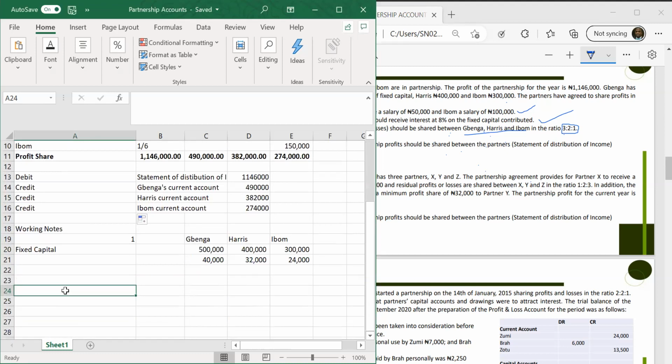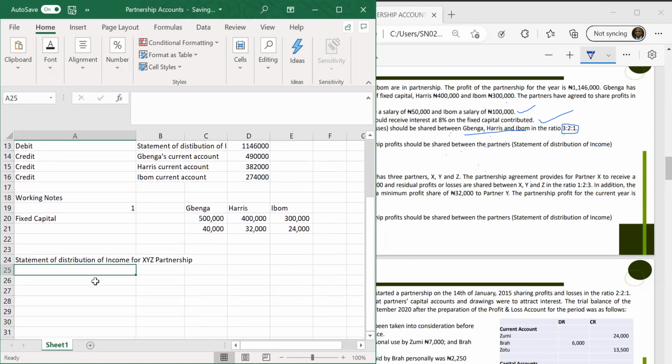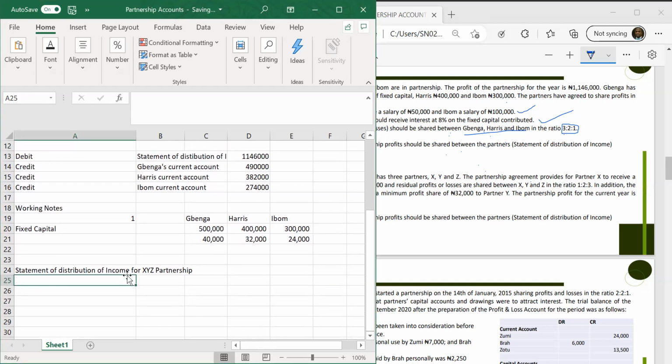So let's do this for the statement of distribution of income for XYZ partnership. So what did I say? Where do we start from? We have done one already. So if you were listening, then you should be able to help me out here. Where do we start from? Or if you wrote down your note.